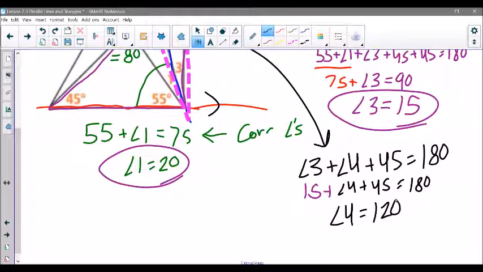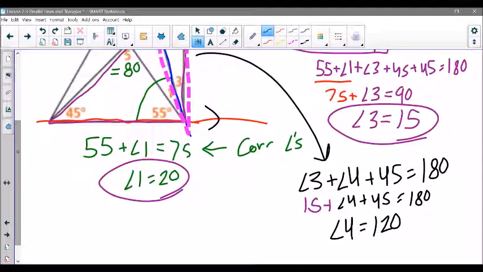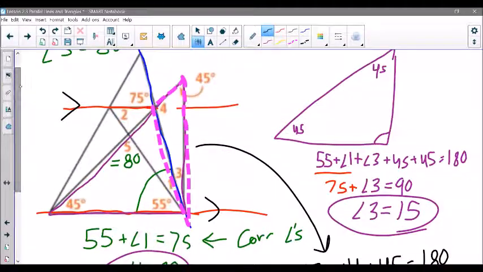All right, so they only asked us to find 1, 2, and 3, but we found all 4 of them, or all 5 angles. We found angles 1 through 5 on that picture.